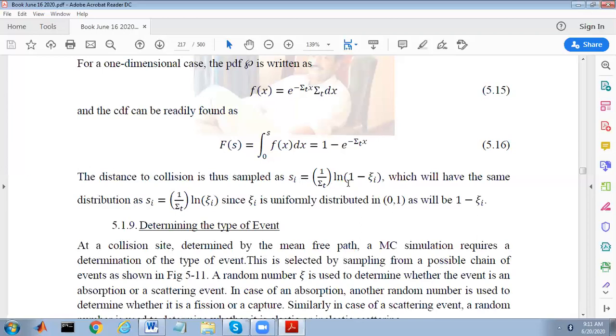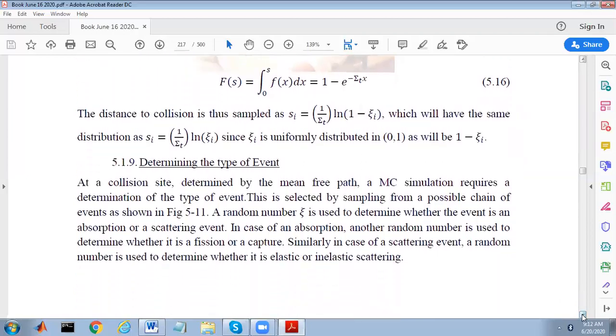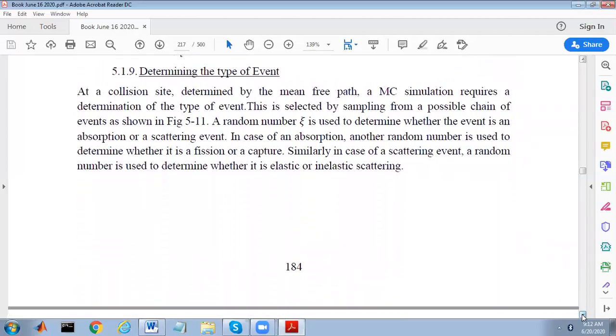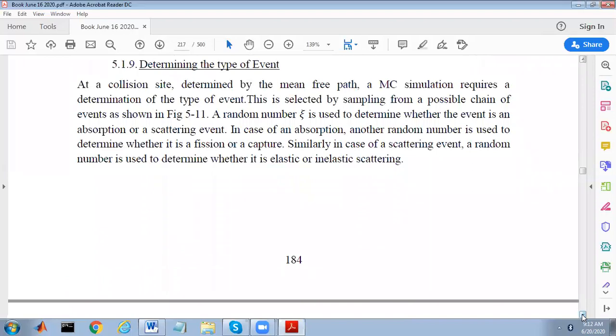Now, since 1 minus zeta will also go from 0 to 1, you could also express it simply as the natural log of zeta over here. So we've sampled, so we've had our next collision. We know where we have our next collision. Now comes the question of what type of event has happened. So for that, we need to see what the various probabilities are.